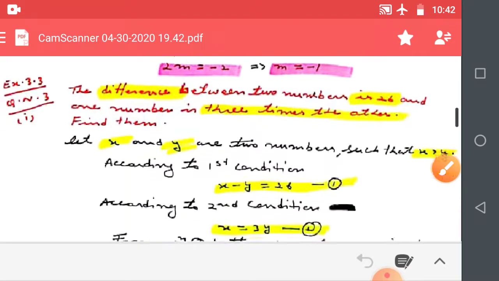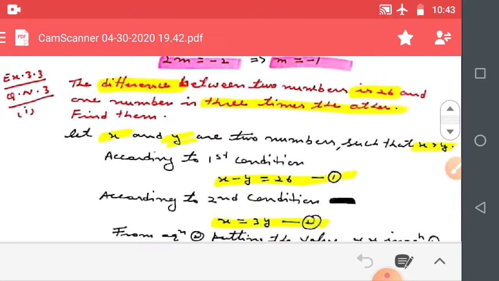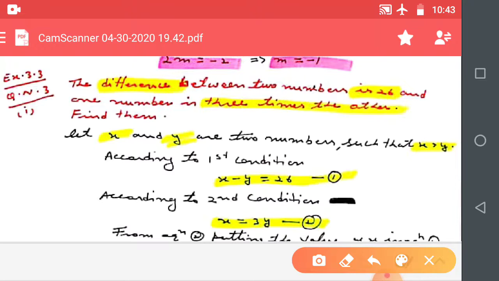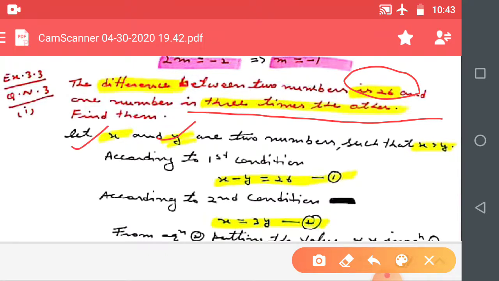Now question number 3, first part. The question is, the difference between two numbers is 26 and one number is 3 times the other. So let the numbers be x and y, where x is greater than y.